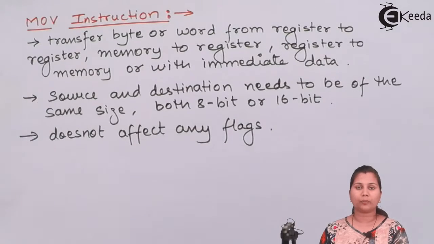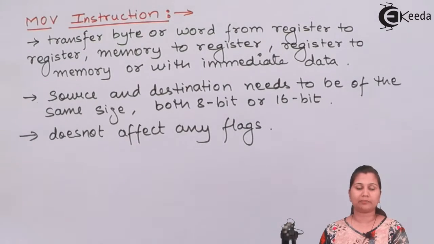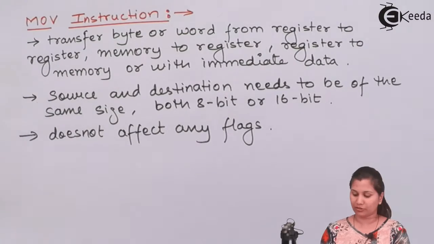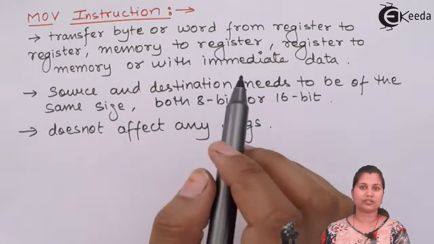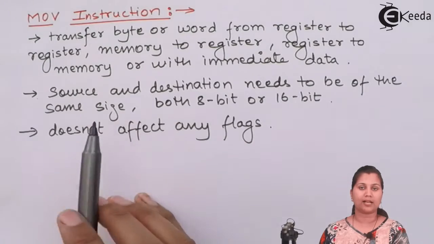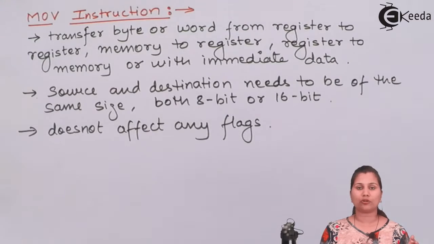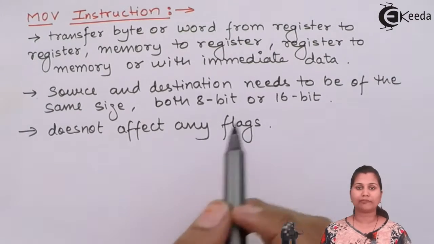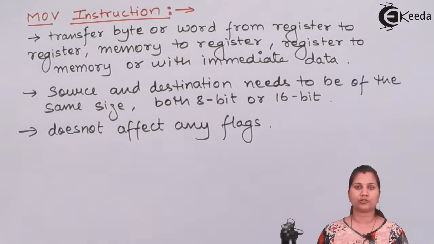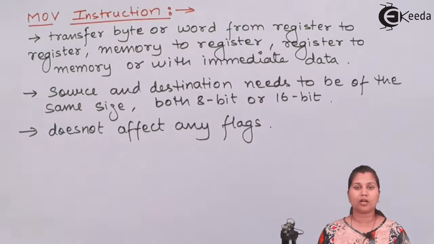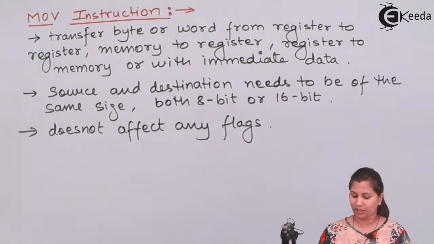So when the transfer of data takes place, the data from the source is copied to the destination. The source and destination need to be of the same size. It means that if the source is having data which is of 8-bit, then the destination place should also be of 8-bit, so that data can be transferred. Also, if source is of 16-bit, destination should also be of 16-bit. So the size of the source and the destination have to be equal.